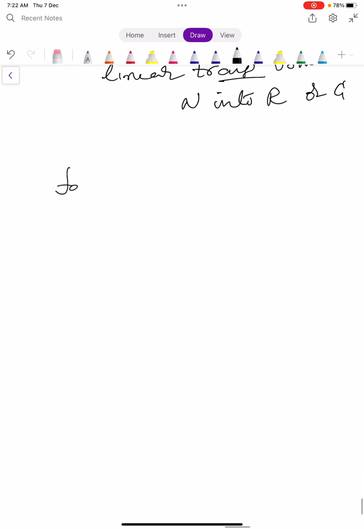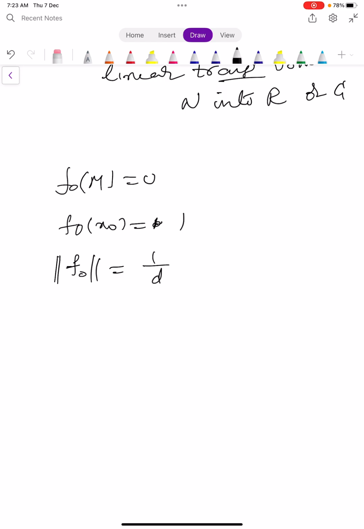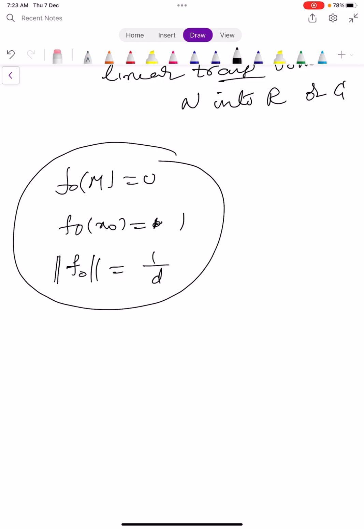F naught of M is equal to 0 and f naught of x naught is equal to 1 by d, and norm f naught is equal to 1 by d. In the next video, we prove this theorem.